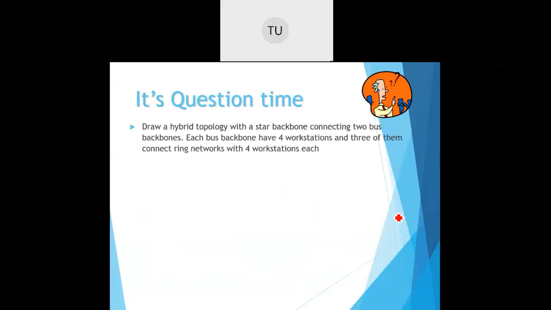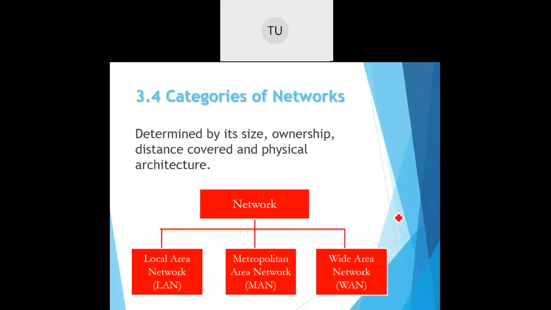Okay, the second question: draw a hybrid topology with a star backbone connecting two bus backbones. Each bus backbone has 4 workstations and 3 of them connect to ring networks with 4 workstations. Find out the solution and give me the answer with your submission later.